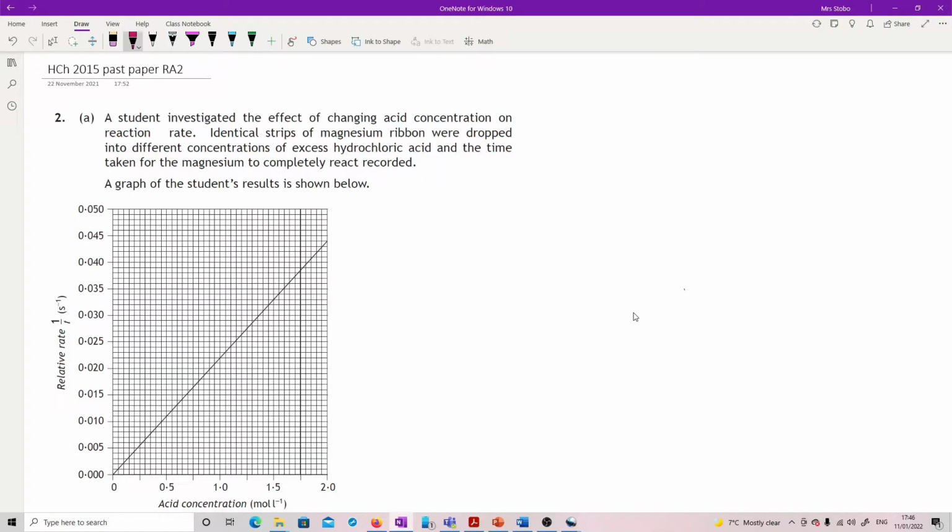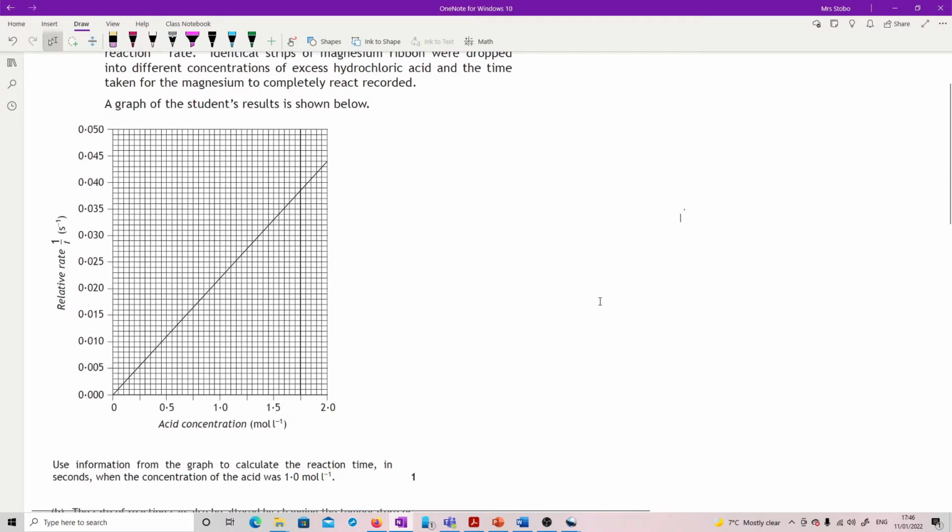I should answer question two now. A student investigated the effect of changing acid concentration on reaction rate. Identical strips of magnesium ribbon were dropped into different concentrations of excess hydrochloric acid and the time taken for the magnesium to completely react recorded. The graph is shown below. So what we've got is relative rate, so 1 over T, and the acid concentration going along the bottom.